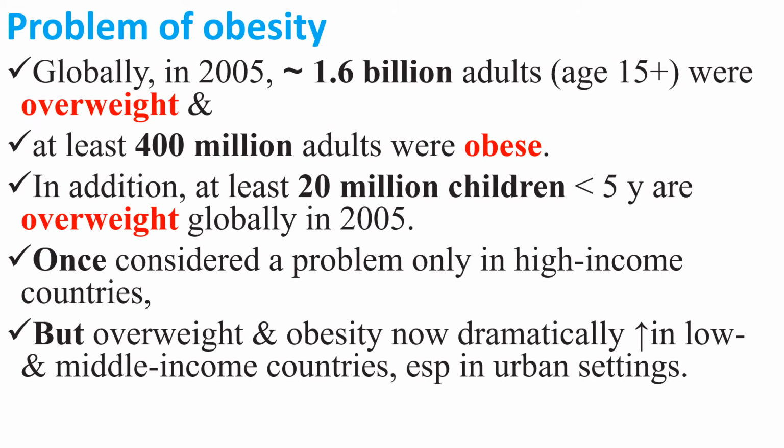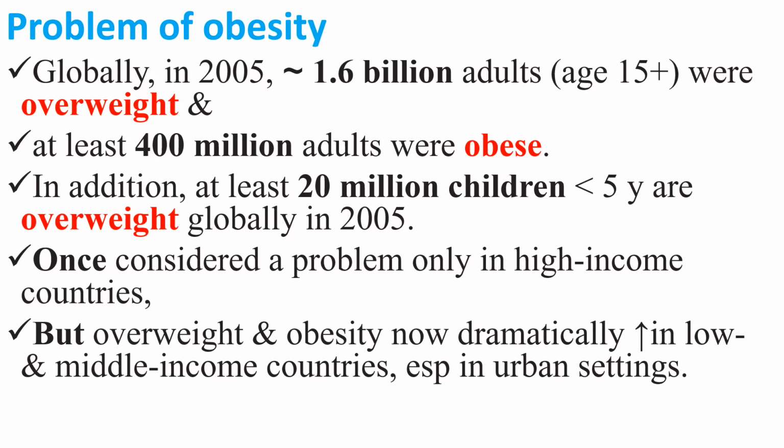What is the magnitude of the problem of obesity? Globally, in 2005, around 1.6 billion adults aged more than 15 were overweight, BMI more than 25. At least 400 million adults were obese, BMI more than 30. In addition, at least 20 million children less than 5 years were overweight globally in 2005.